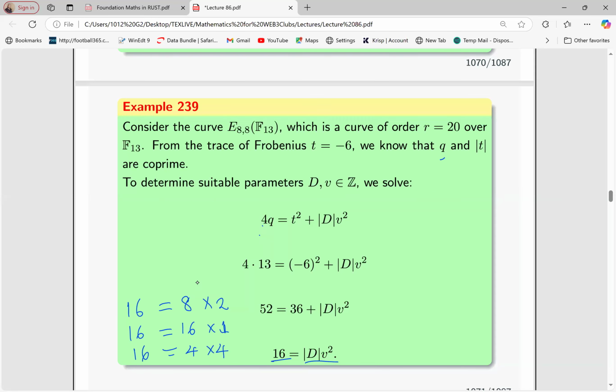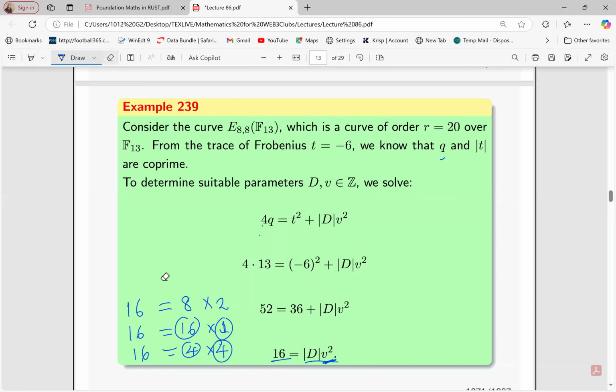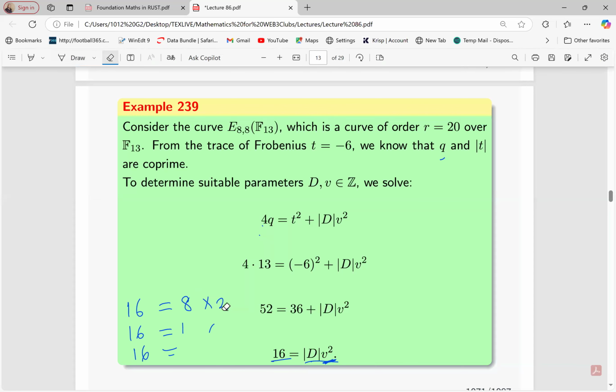Now, which of these cases would give us D and give us V? So V square must be a number that is a square. We can see this number is a square, this number is a square, this number is a square, and so on. So we have several options. So which one do we settle on?